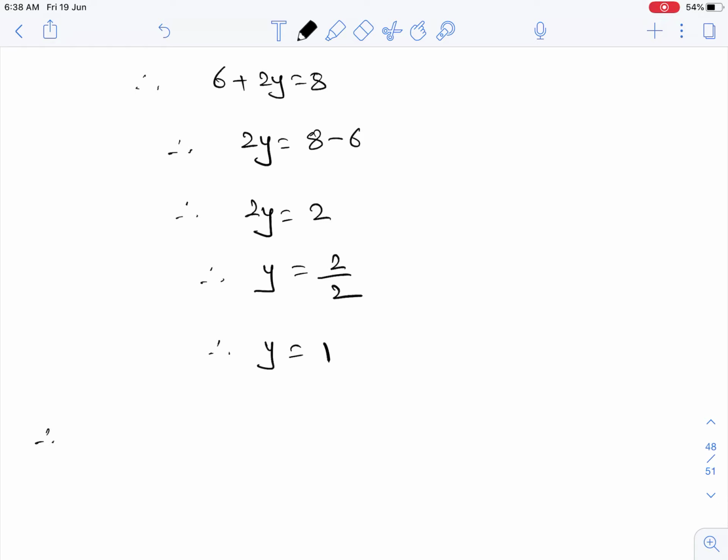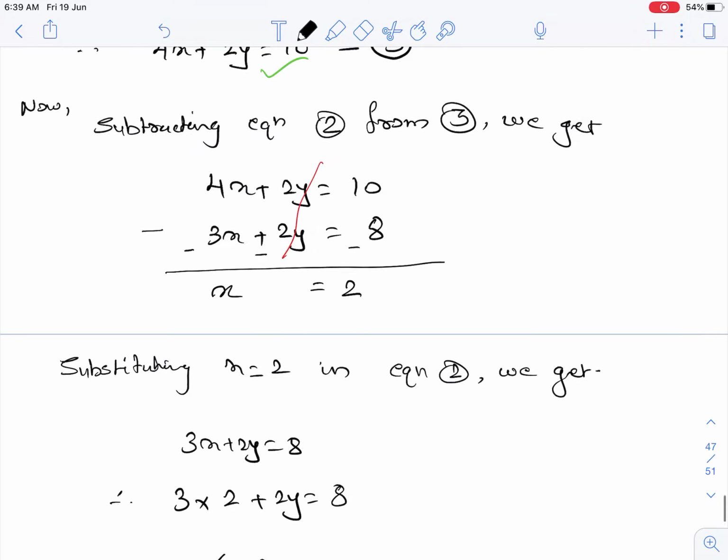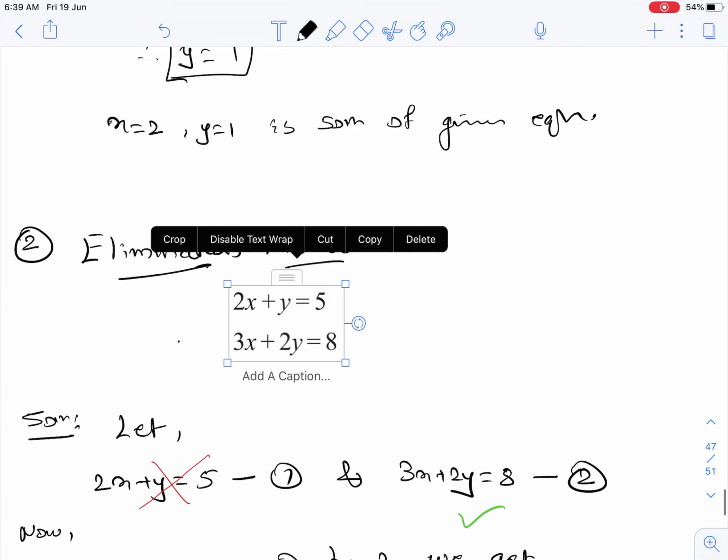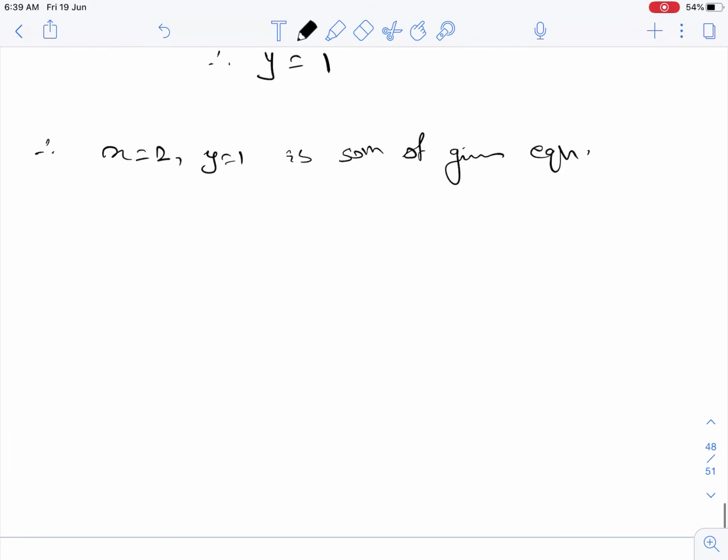So again, what answer are we getting? x equals 2 and y equals 1 is the solution of the given equations. So by the elimination method also we got the same answer. Okay, that is the same solution. Now let us check if we solve it by the third method, which method? The cross multiplication method, are we getting the same answer or not? So now our third method is the cross multiplication method.